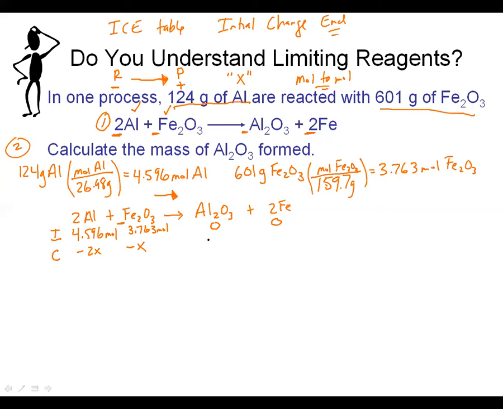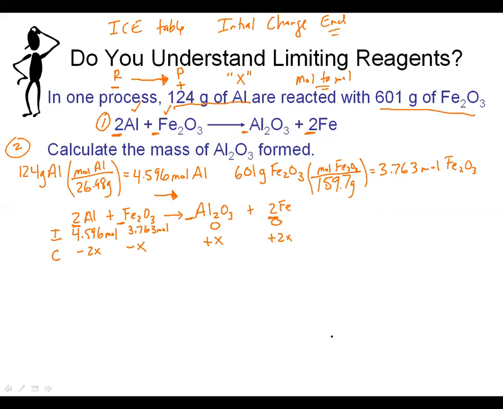Now, when we go to the product side, we're going to have plus x here, again because the coefficient here is 1. And this is going to be plus 2x because the coefficient here is 2. So that's really important when you do the x part of it. It not only gives you the change that's occurring, but you also need to take into account those coefficients, because that's going to do the mole-to-mole relationship. It makes sure you have the correct stoichiometry involved. Any questions on that so far?